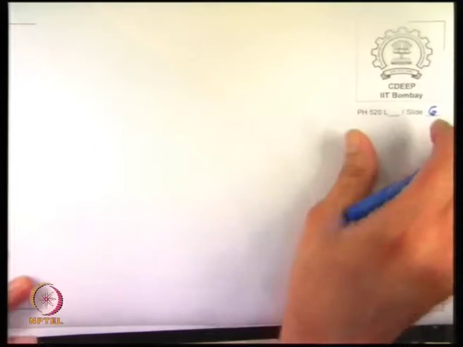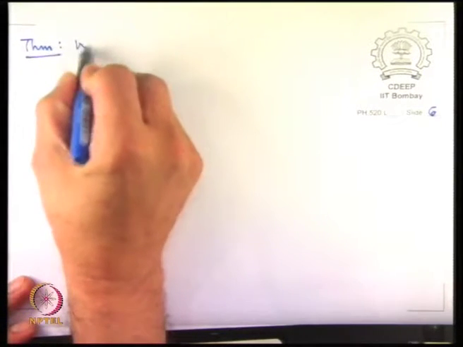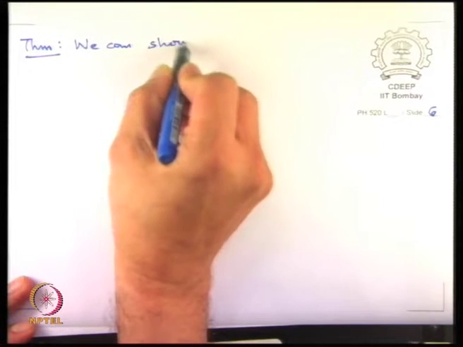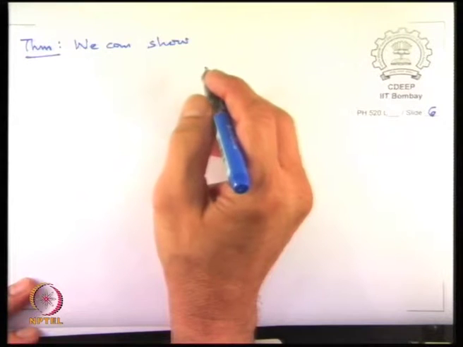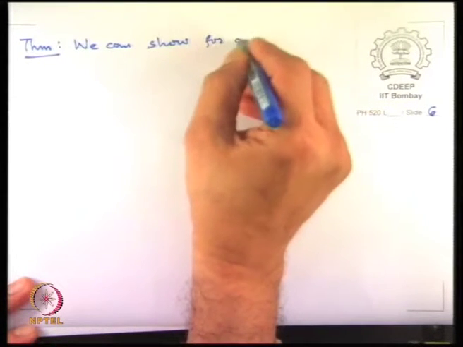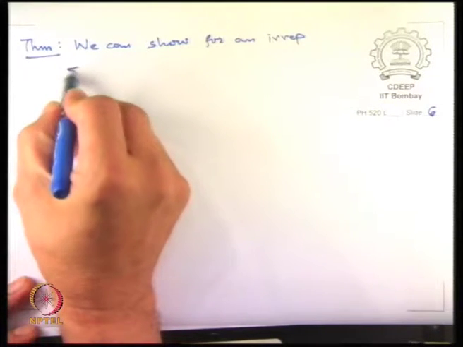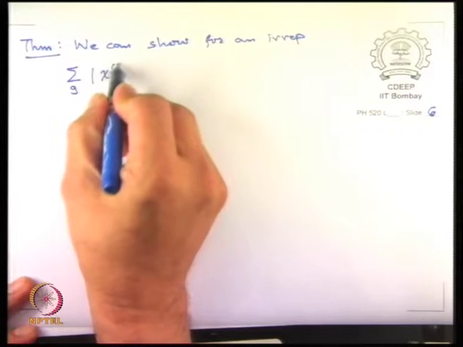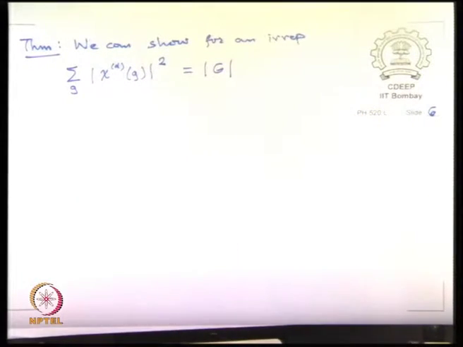So the other relation one can derive from this is that, actually, theorem one doesn't write, but we can show the theorem that for an irreducible representation, the sum of the character squared in any representation is equal to the order of the group G, order G. Now this comes out because, so proof.